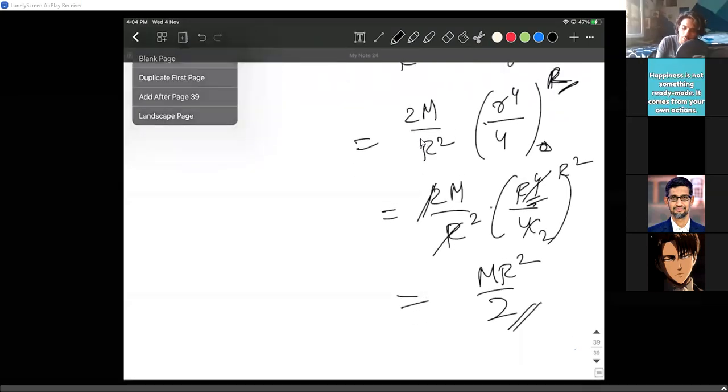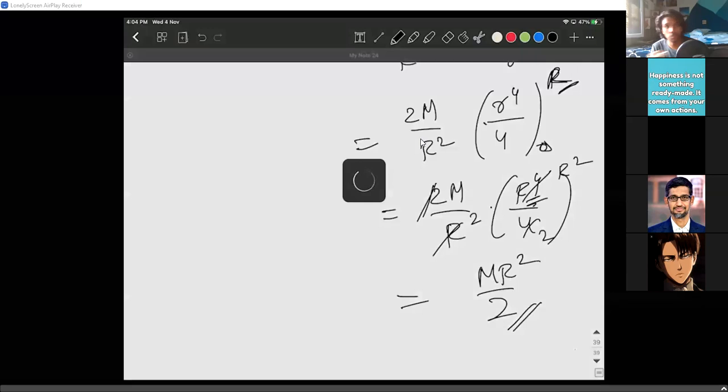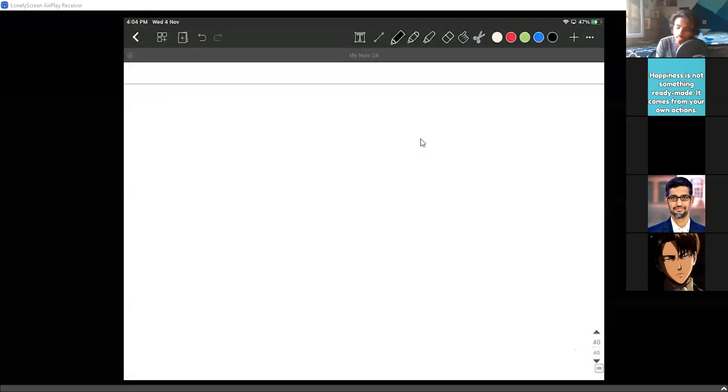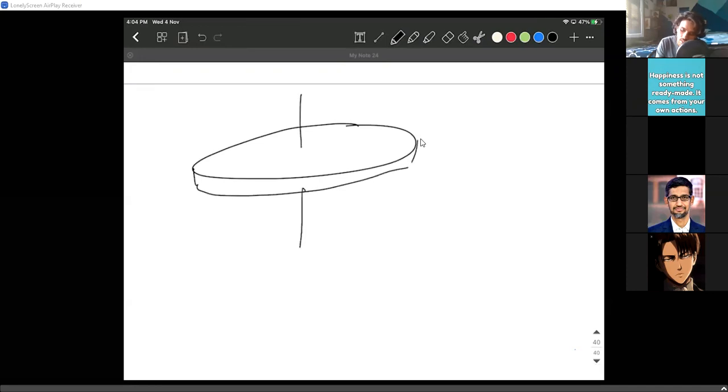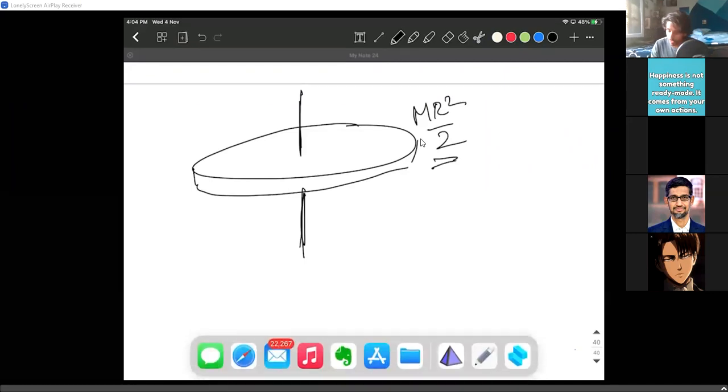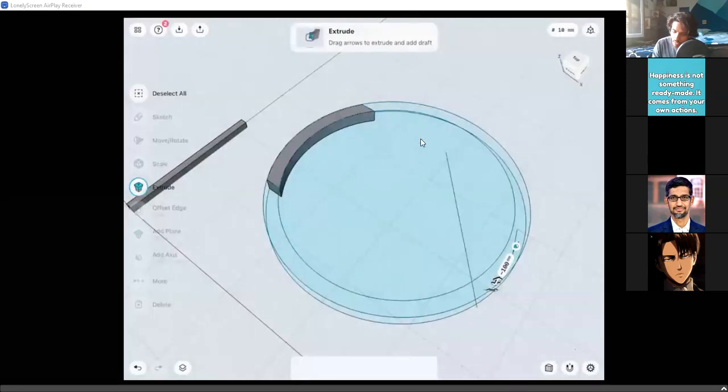So even if you didn't understand the process, guys, this is one of the most important values. Please try to remember that the moment of inertia of a disk is mR squared by 2, that too about the axis passing through the center. We are going to discuss other axes also, but this value is important, mR squared by 2. Now I'm going to ask you a very interesting question on the shape itself.